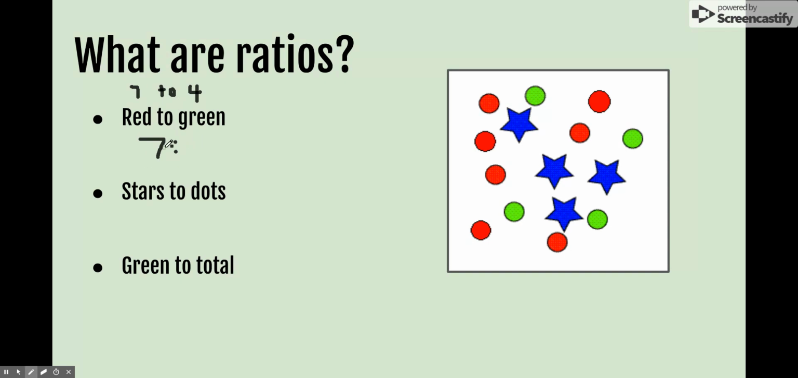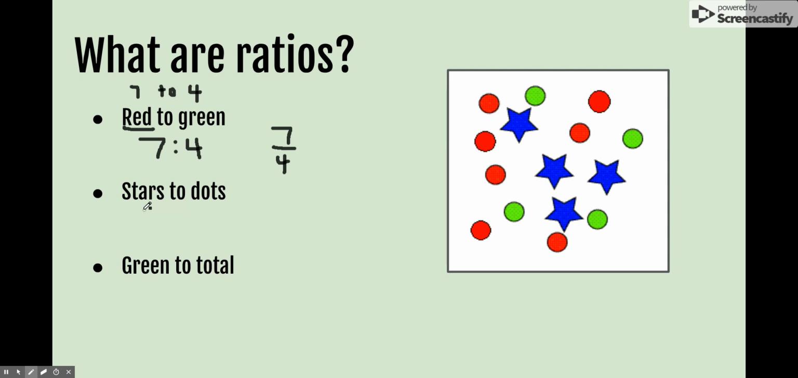As a colon, I would write it the same way, except I'm replacing the word to, so it's going to have a colon. And as a fraction, 7 is my numerator, 4 is my denominator. And so if you notice, red was the first word. This is the first quantity that I want to compare to the second. So 7, because that's the red quantity, is going first or in the numerator, and then 4 is going second.